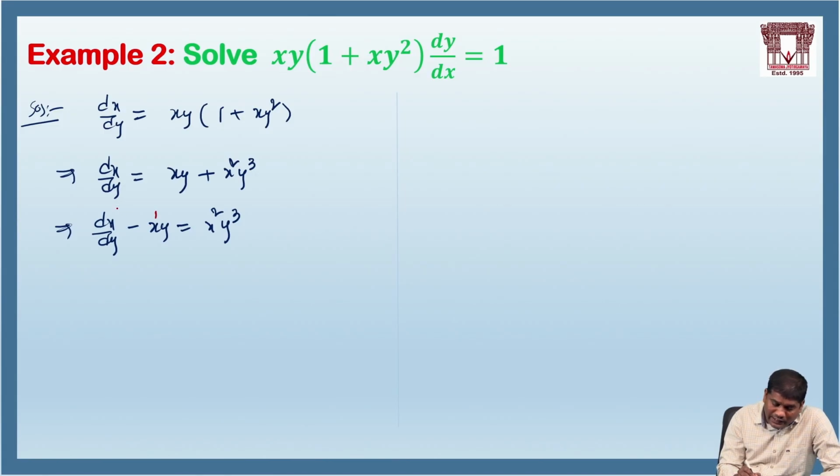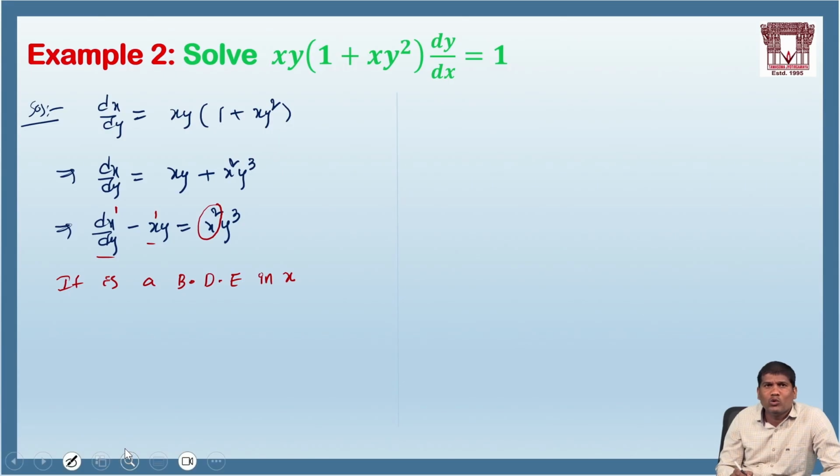Here x has power 1 and its derivative has power 1, so we can say it is a linear differential equation in x if it does not contain the x² on the right hand side. Since it does, we can say it is a Bernoulli's differential equation in x. We can convert this differential equation to the linear differential equation by dividing by x² on both sides.